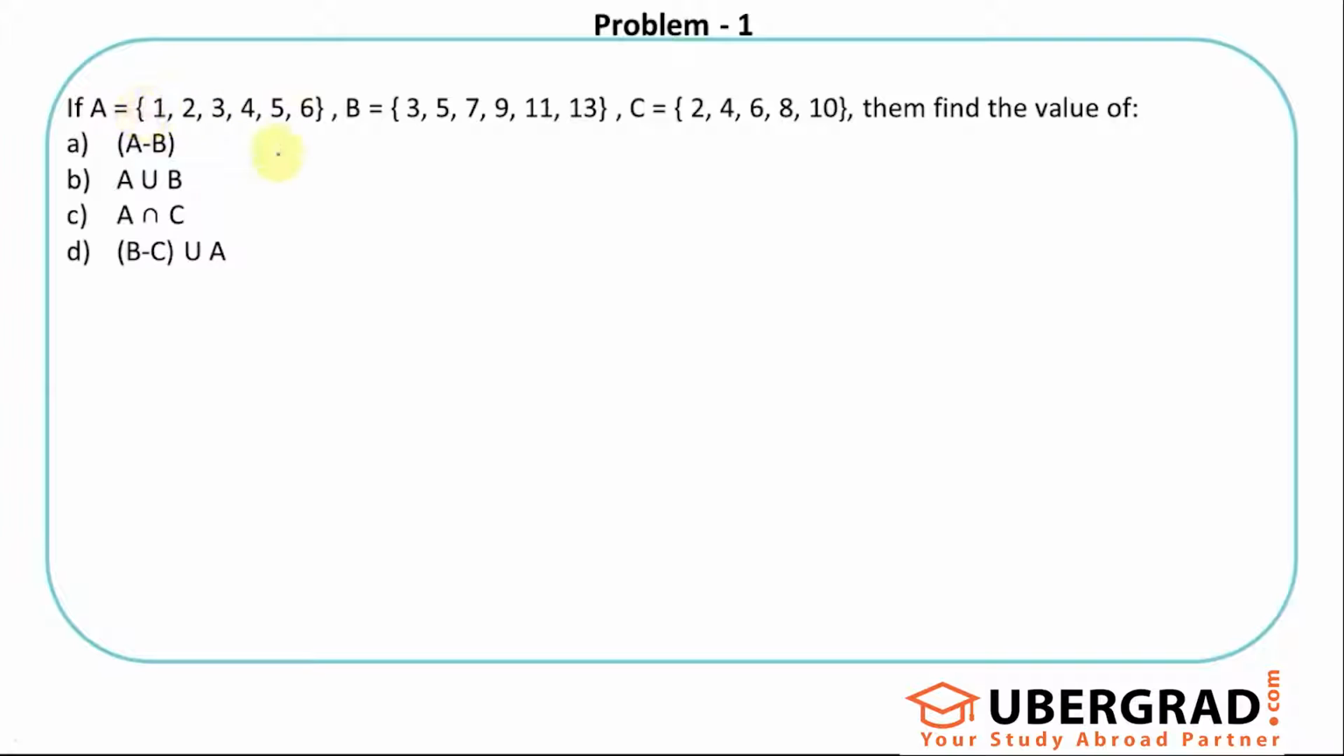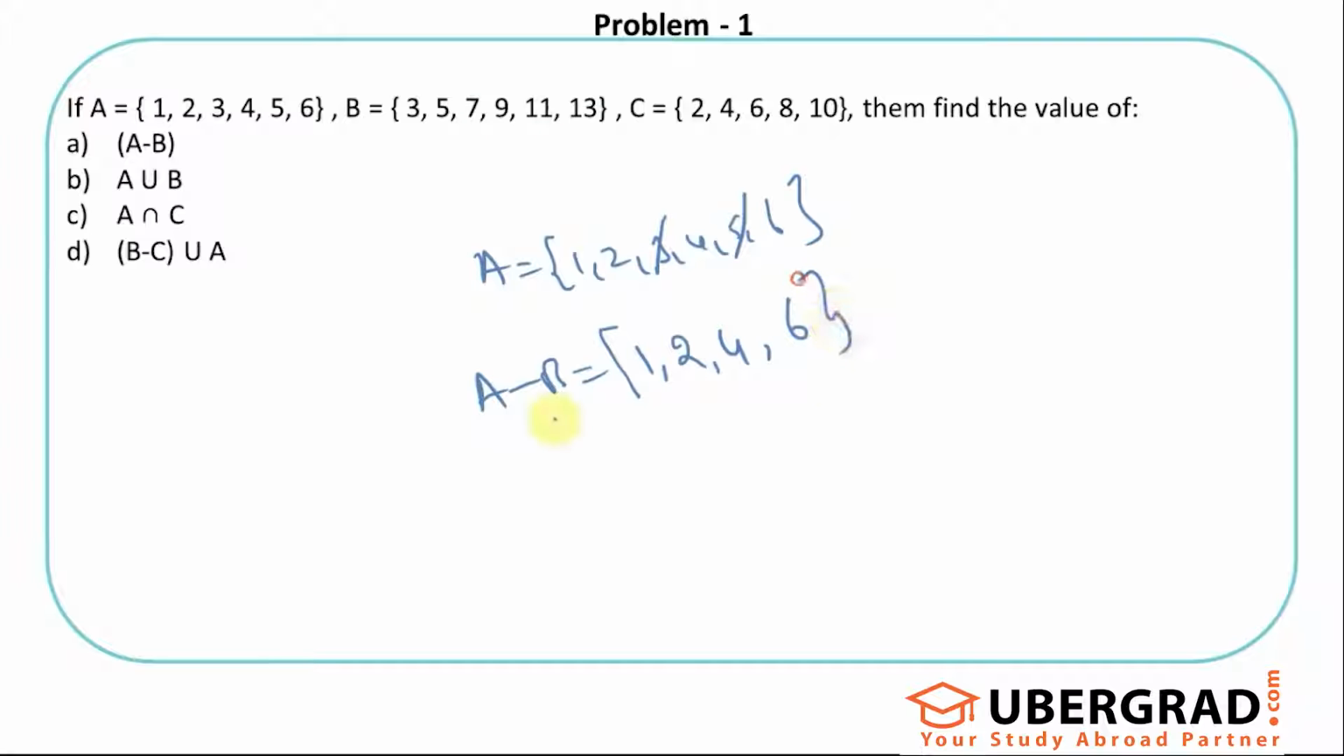A is this, 1, 2, 3, 4, 5, 6. I just need to remove the elements which are present in B in A minus B. 1 is not present here, so I'll include it. 2 is not present in B, I'll include it. 3 is present in B, so I should not include it. 4 is not present in B, I'll include it. 5 is part of B, so I will not include it. 6 is not present in B, I will include this. So A minus B is 1, 2, 4, 6.